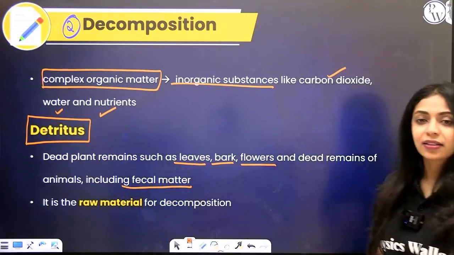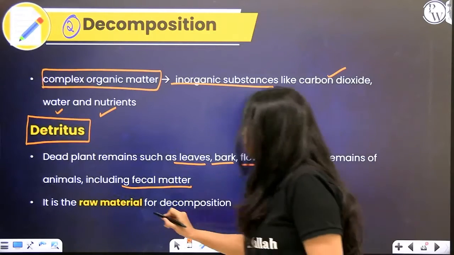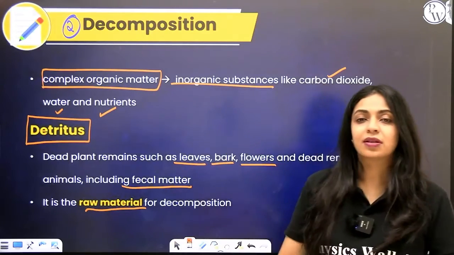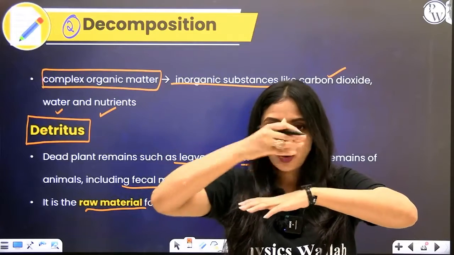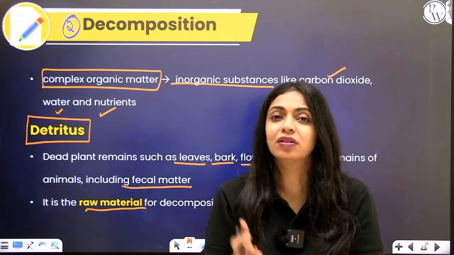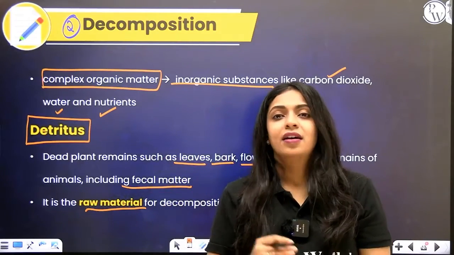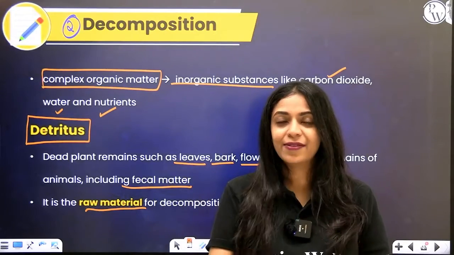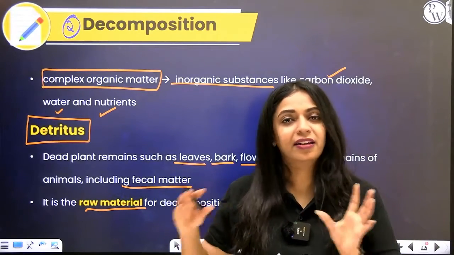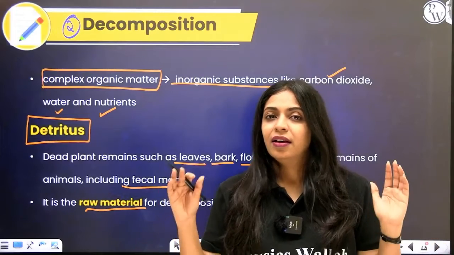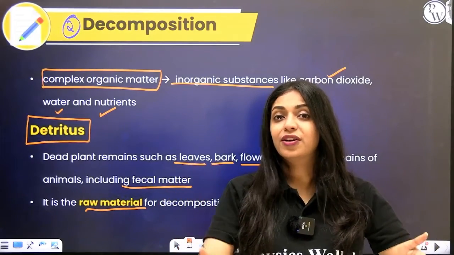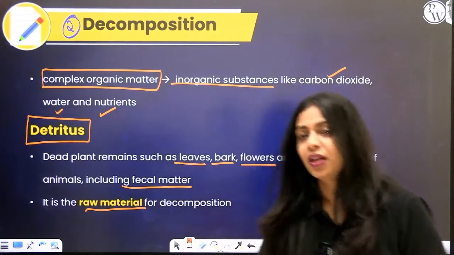This detritus is going to act as the raw material for decomposers. Decomposers will act on these. They will break down the organic matter in these fallen leaves and twigs and flowers and bark and excreta and all of that. Therefore, the detritus is the raw material for decomposers.